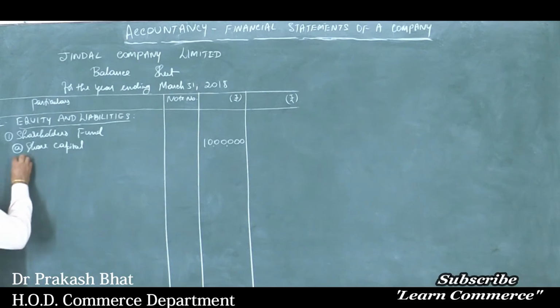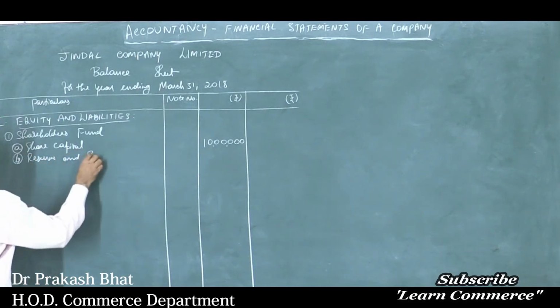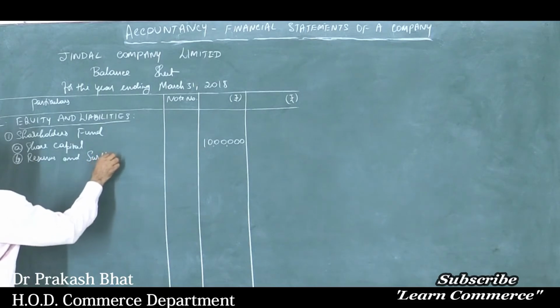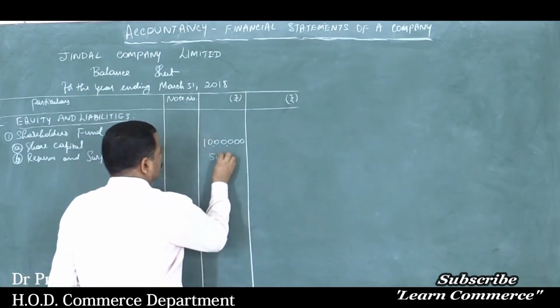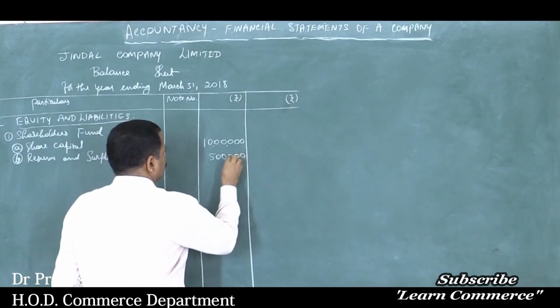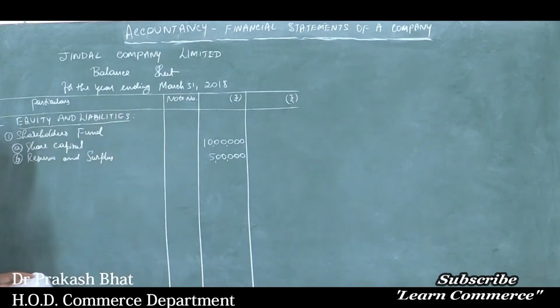Second one, reserves and surplus, point B, reserves and surplus. How much? 5 lakh. Reserves and surplus, correct? Then second one, non-current liabilities. First one is here. Now second one, non-current liabilities.